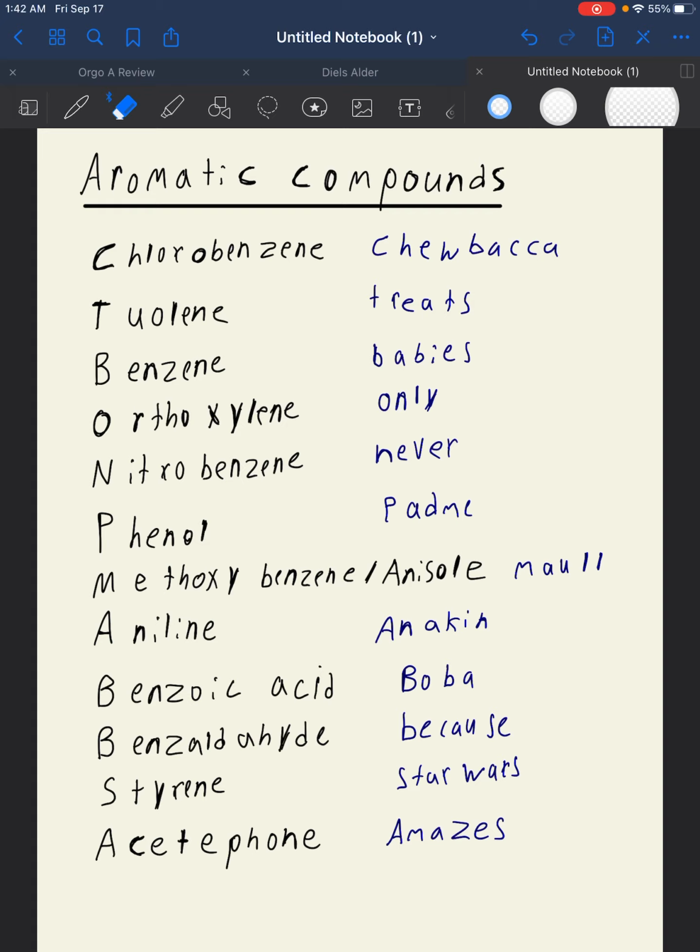Okay, so for aromatic compounds, where should we begin? We should begin with some common names of some common aromatic compounds. The aromatic compounds you're most likely to come across in your organic chemistry class are going to consist of chlorobenzene, toluene, benzene, orthoxylene, nitrobenzene, phenol, methoxybenzene/anisole. Those are the same molecule, just different names. Aniline, benzoic acid, benzaldehyde, styrene, and acetophenone.